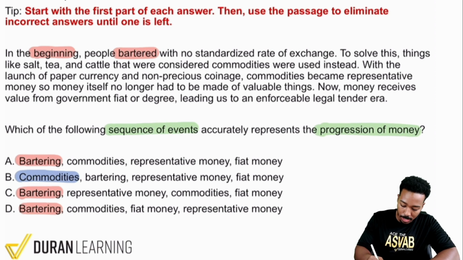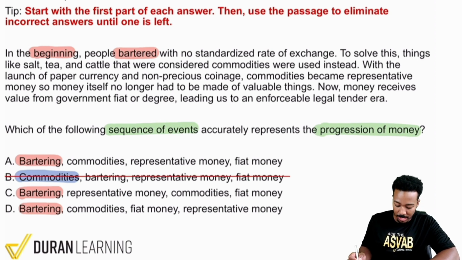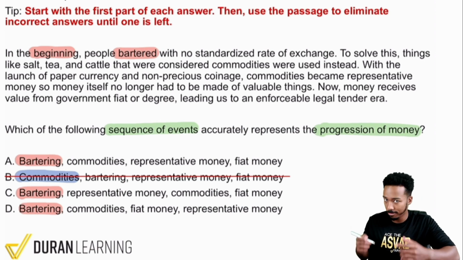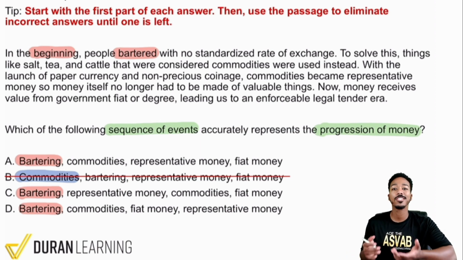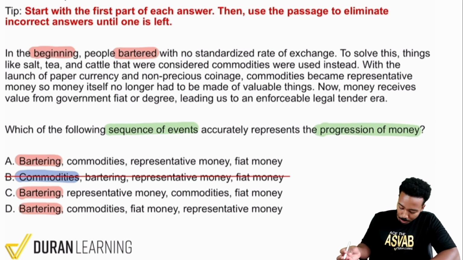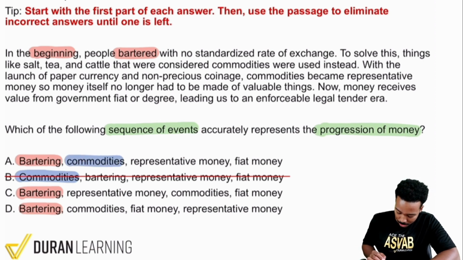So what can we go ahead and eliminate? We can absolutely eliminate answer choice B, because again, bartering came first. Starting to make sense here? Once you understand the strategy, just speed up the process and you're good. Remember, you have 2 minutes per question. You can get it done. So, B's gone. Now, we definitely saw that commodities was next, and then we have representative money after that.